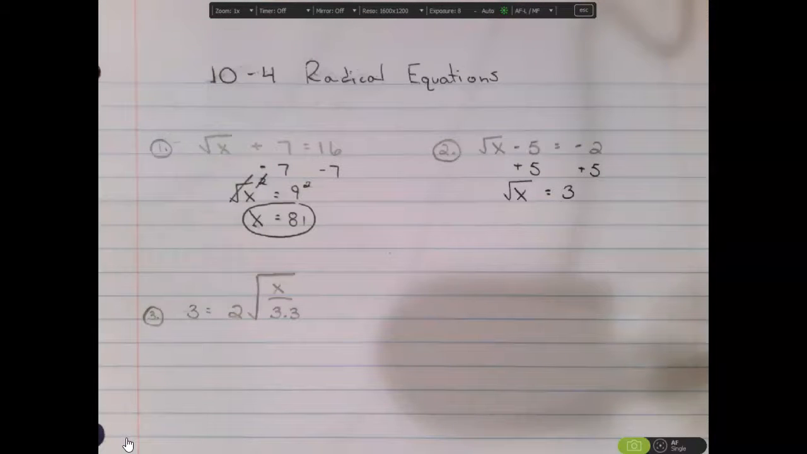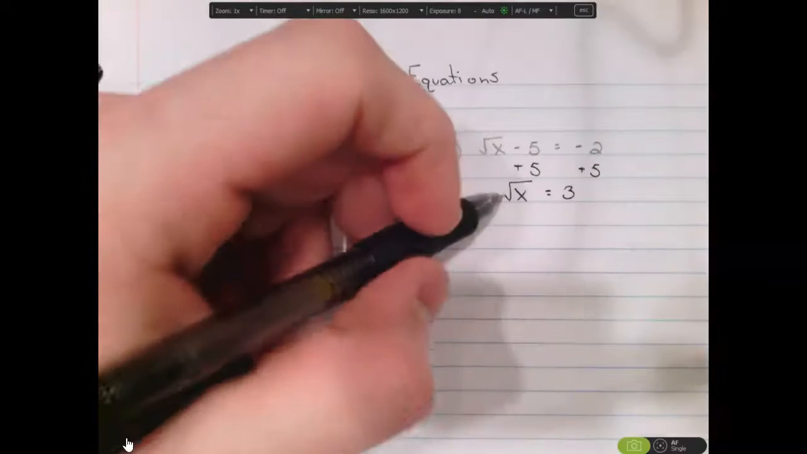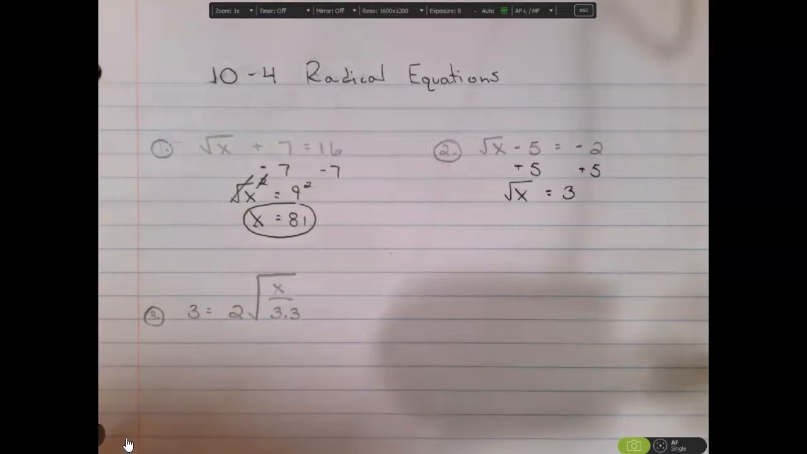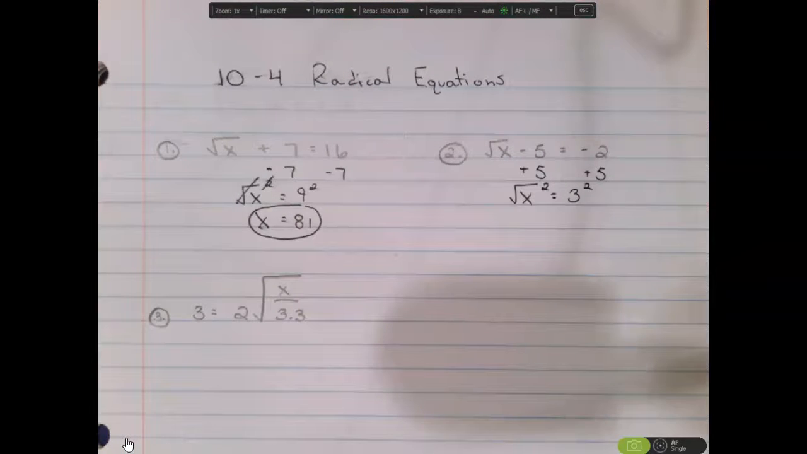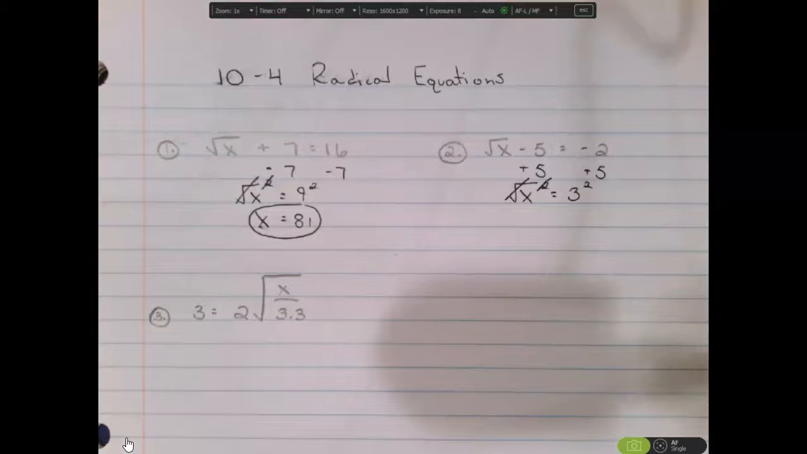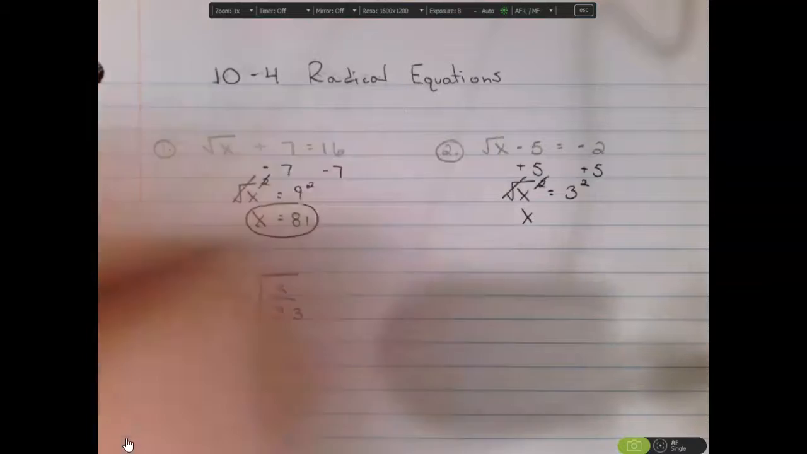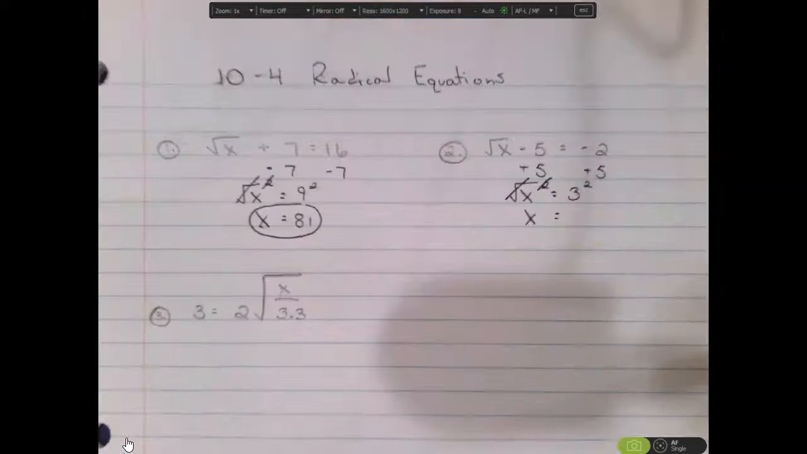Same thing on this one, guys. I want to get rid of the square root symbol. How do I get rid of a square root? I square it. Those two cancel one another out. So I'm going to square both sides. Don't forget to square the right side. I know you're going to square the left because you're trying to get rid of the square root symbol, but don't forget about the 3. It needs to be squared as well. So there we have it. x is equal to 3 squared, which is 9. So my final answer on number 2: x equals 9.